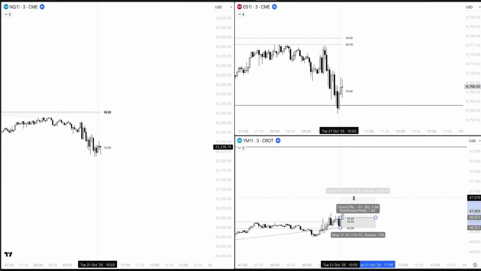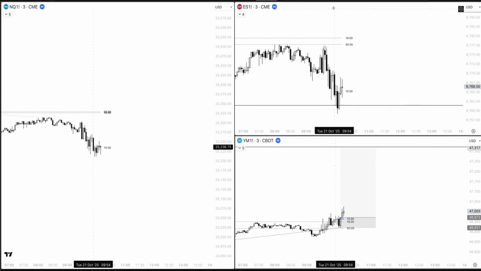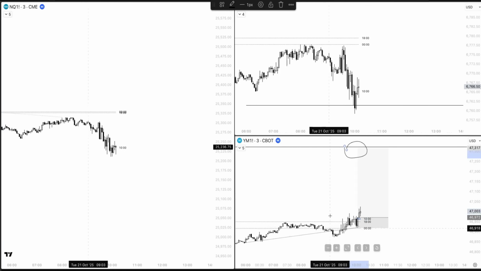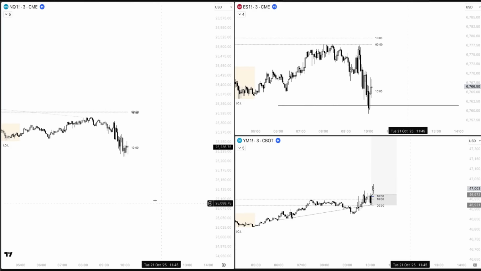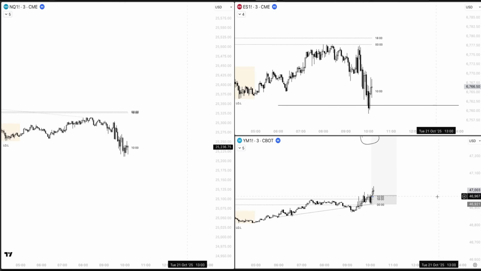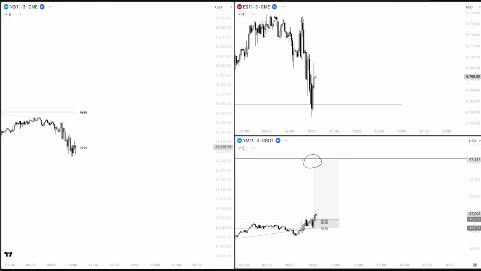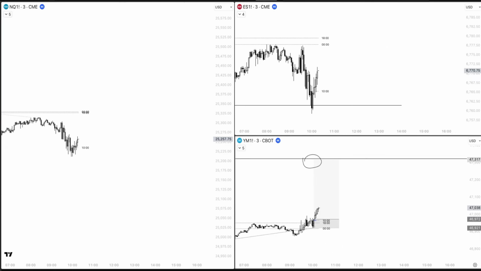I personally probably would have just targeted 2R and been in and out of this move, but you also could have held to this high off this entry right here and made 6R. If I did not take this NQ short, I would have 100% participated in these YM longs. These were very clean longs. So then let's play this forward and see how this expansion looks.